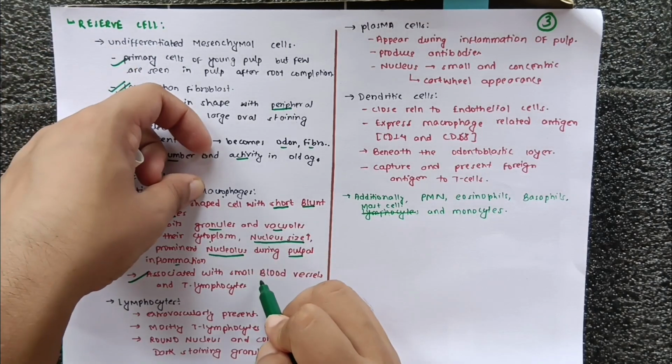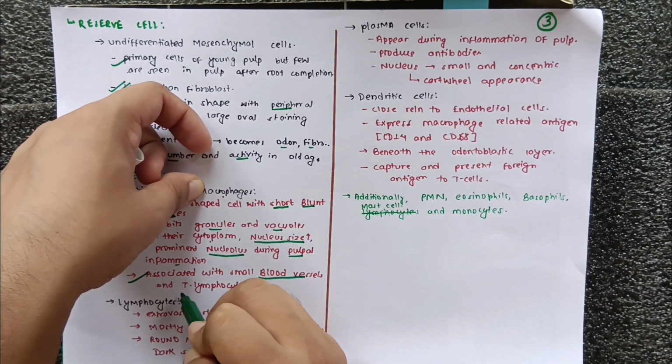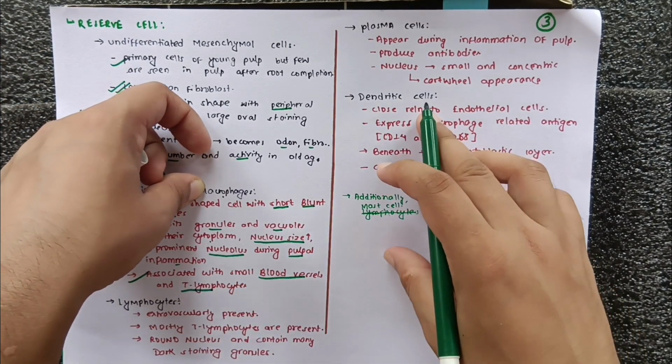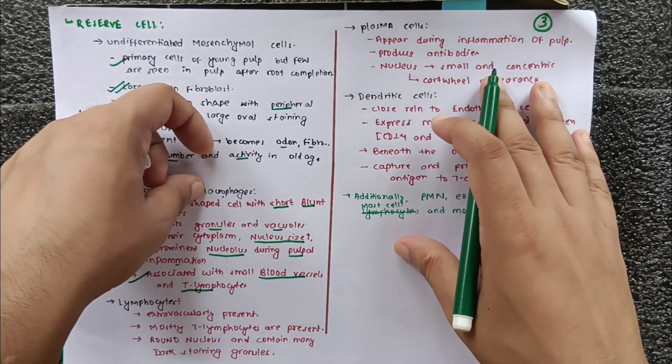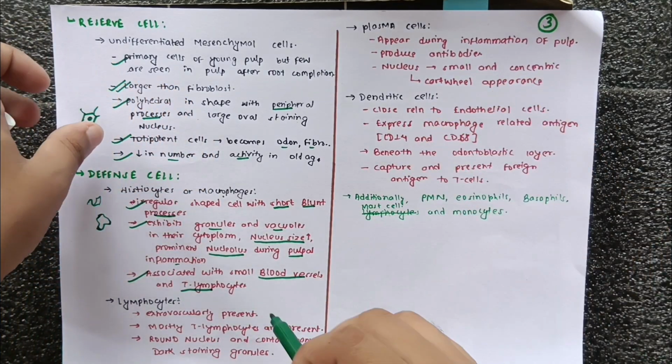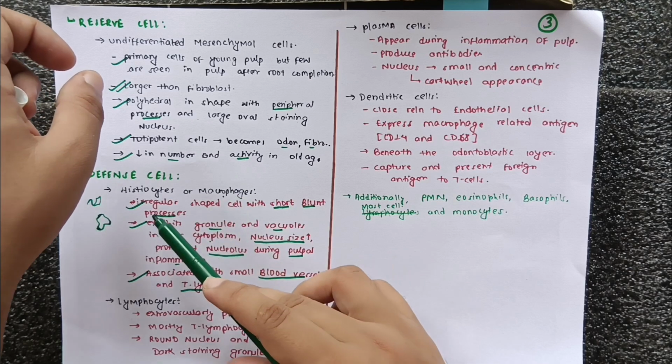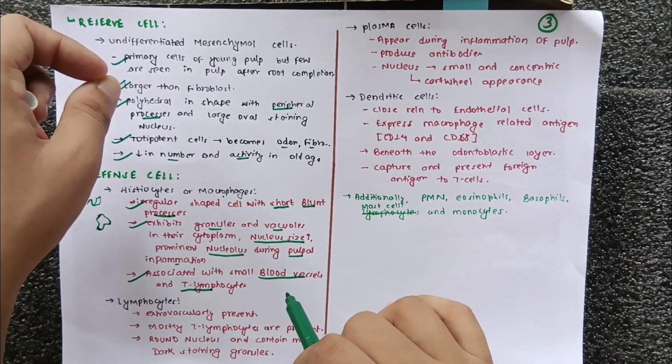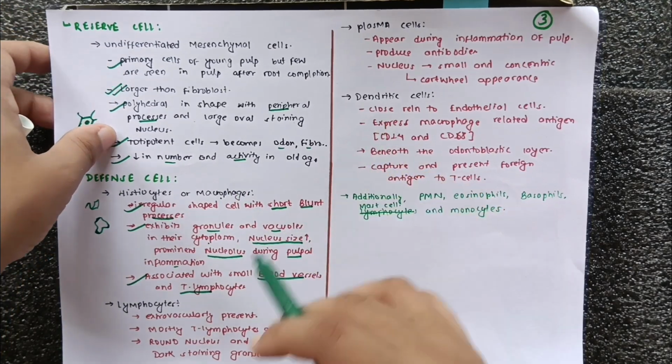This is important: they are associated with the small blood vessel and the T lymphocyte. Mostly they are seen near those blood vessels and T lymphocytes. At those regions immunity is required, so they are mostly present on those small blood vessels.